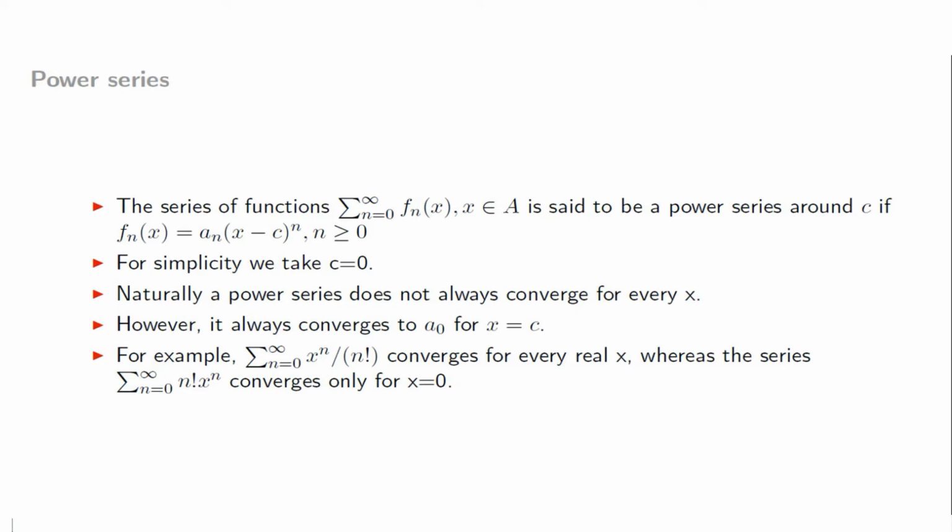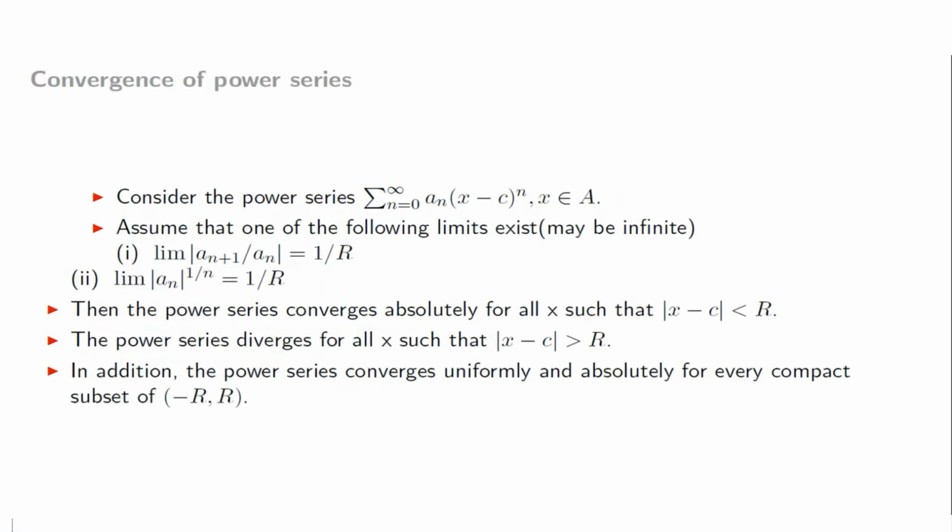Naturally, a power series does not always converge for every x, but it always converges to a_0 for x equal to c. For example, the summation over n from 0 to infinity of x to the power n divided by n factorial, which is nothing but e to the power x, converges for every real x, whereas the series summation of n factorial multiplied by x to the power n converges only for x equal to 0. So, let us discuss convergence of power series.